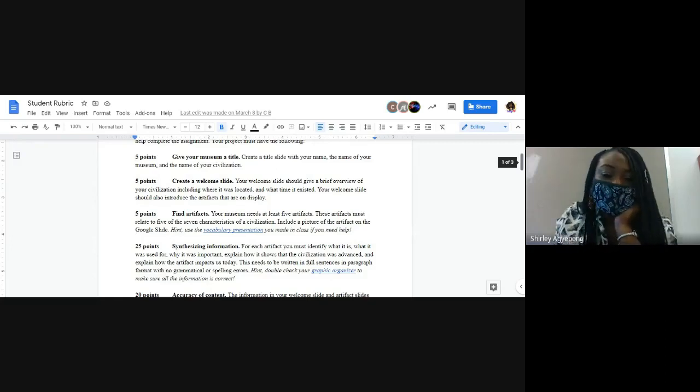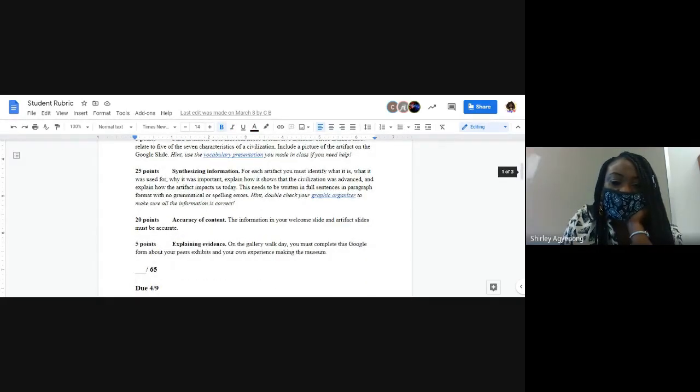And it says synthesizing information. Synthesizing information is worth 25 points. For each artifact, you must identify what it is, what it's used for, and why it is important, and explain how it shows that the civilization was advanced, and explain how the artifact impacts us today. This needs to be written in full sentences in paragraph format with no grammatical or spelling errors. So double check your graphic organizer to make sure that all the information is correct.